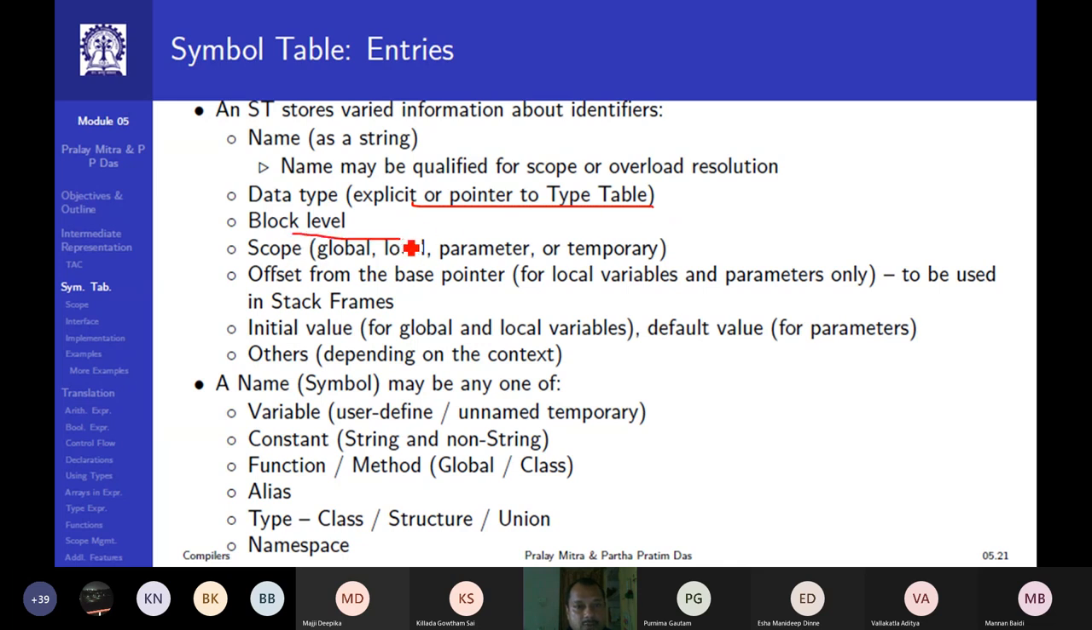Block level information. So when you are declaring one variable, what is the scope? How much memory is required? What is their initial value? What is the offset from the base pointer? That base pointer, I have drawn as the horizontal line with 0. So that information it will store. Along with that, it will keep an eye on whether it's a variable or the name of a function, whether it's a constant, and whether it's a structure, union, class, namespace; all that information it will store.